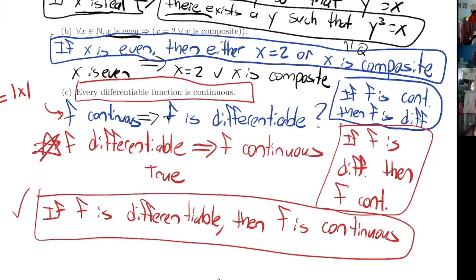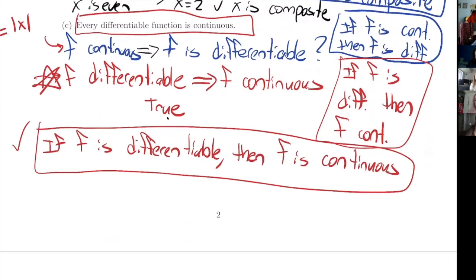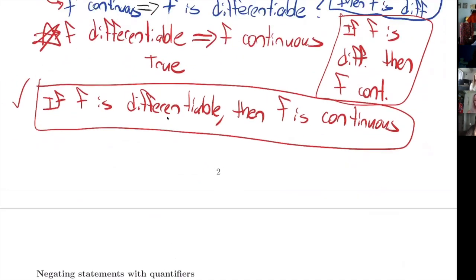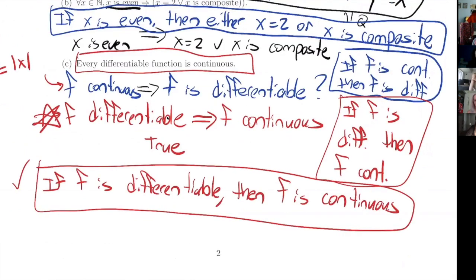Yeah, so it's really important to get these translations down before we get too far into proving things. Because the first thing is we want to be sure that we're interpreting the statement that we're trying to prove properly.